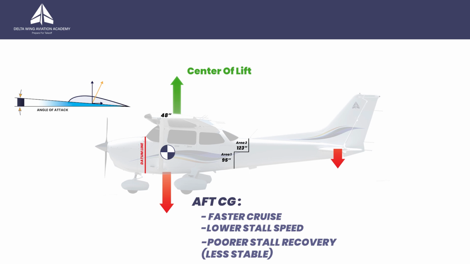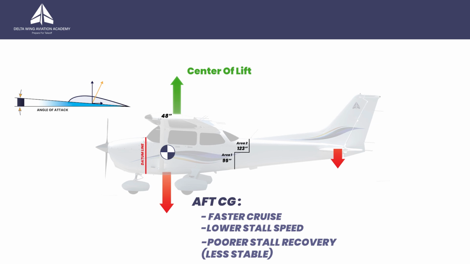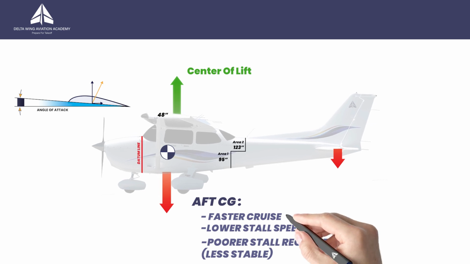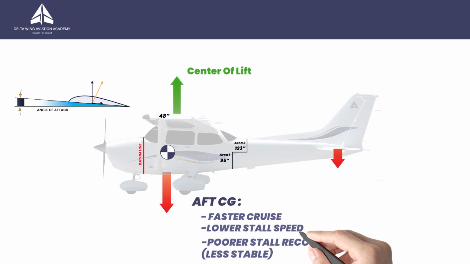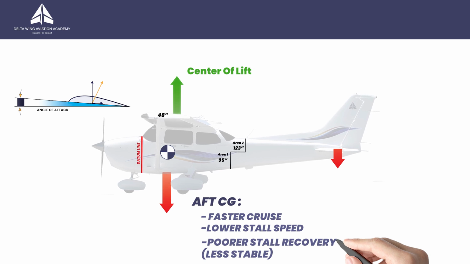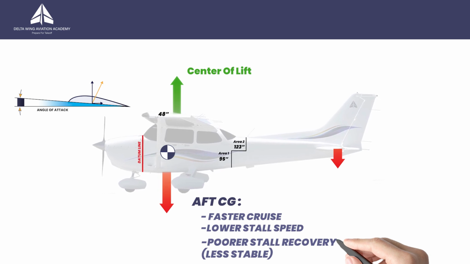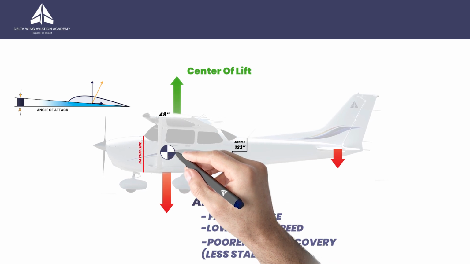So keeping the center of gravity in its limits, having a far aft CG might be a little bit better because you're a little bit faster, so a little bit more efficient, and the stall speed is lower. You just do need to be aware that it won't recover from a stall quite as well, and that it does still need to be within its limits, right? We have to keep the center of gravity in front of the center of lift.